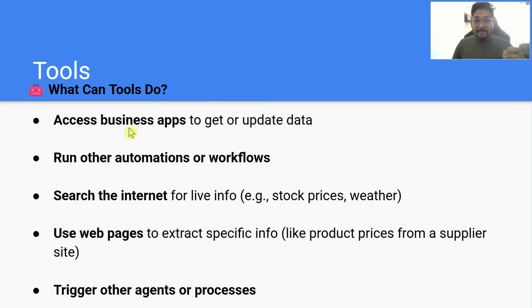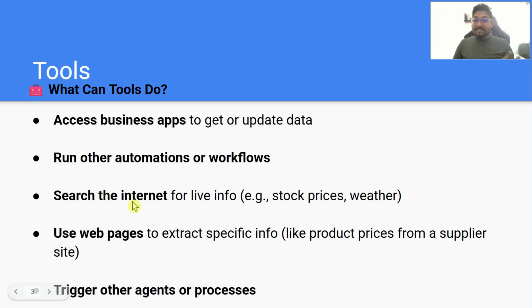Now let's understand what can be done using the tools. You can access business applications. So you have an agent who needs to access Salesforce. You have an agent who needs to access ServiceNow. So that happens through tools. Run other automations or workflows. Once your agent has identified a few things, you want an automation to run after that. So you need the tools section to be used.